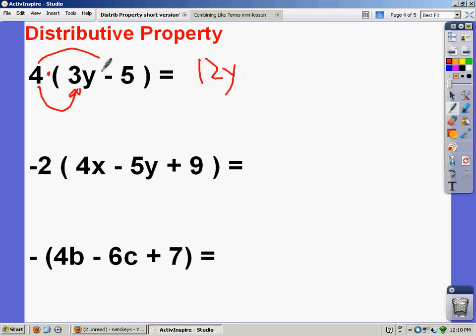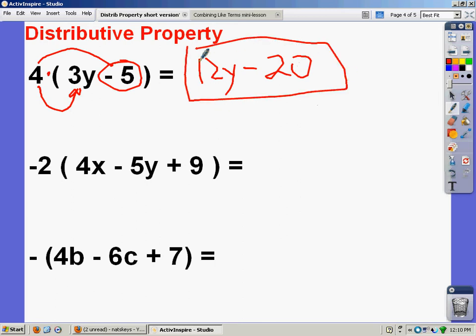and then 4 times, the difficulty here is making sure you keep track of the sign, which is -5, so 4 times -5 is -20. So 12y minus 20 is the final answer. You can't combine them, so you're done. Now next, there are 2 things different about the next example. For one, what's inside the parentheses is 3 terms, but no big deal. I just apply it to each term separately. And the second thing that's different is the number in front of the parentheses is a negative number.